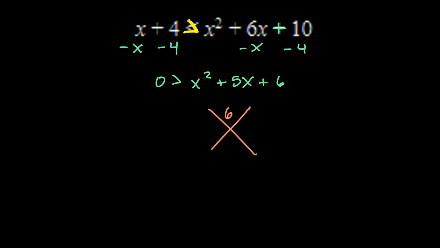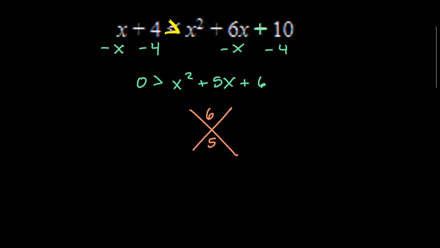This is interesting. I like this one. What goes in the bottom? 5. Yes. Now, what do we ask ourselves here? What can multiply to get and add to get? So what two numbers, anybody, can multiply to get 6 but add to be 5? 2 and 3. Yes.